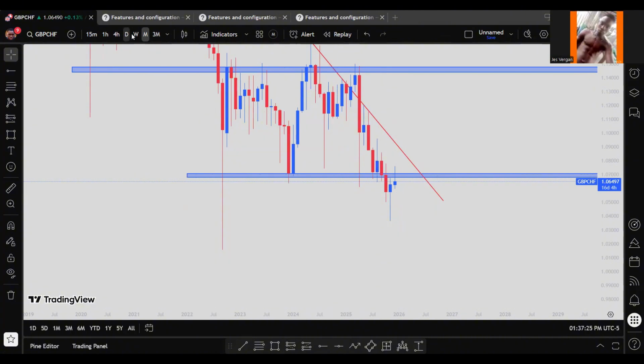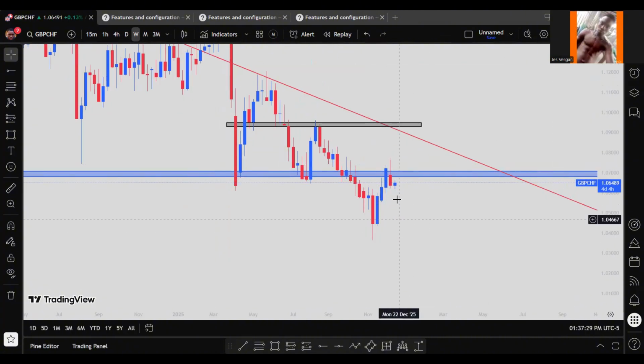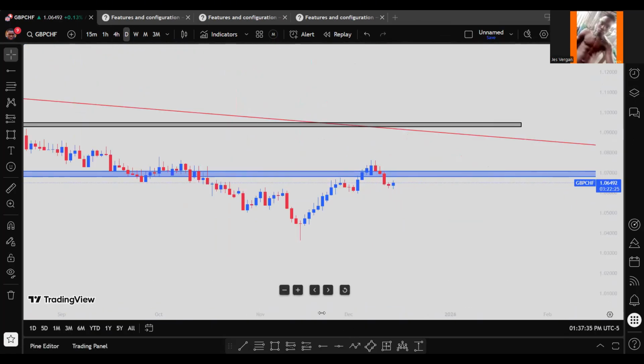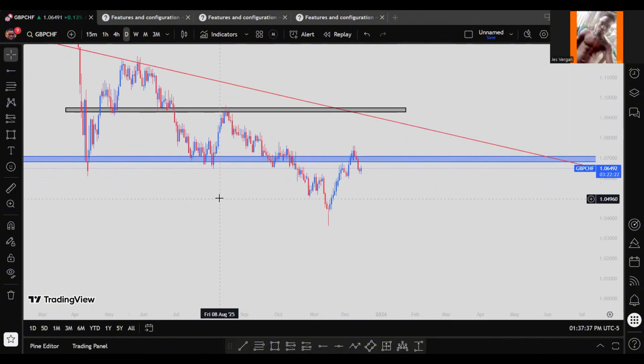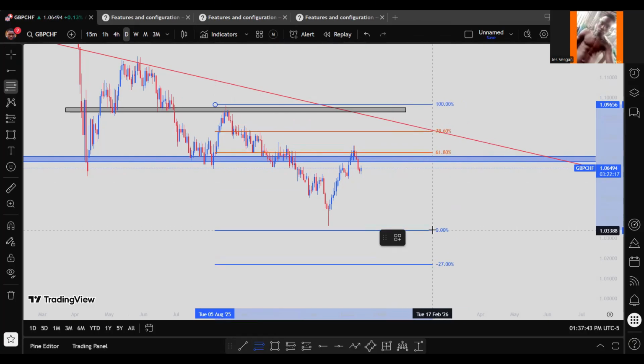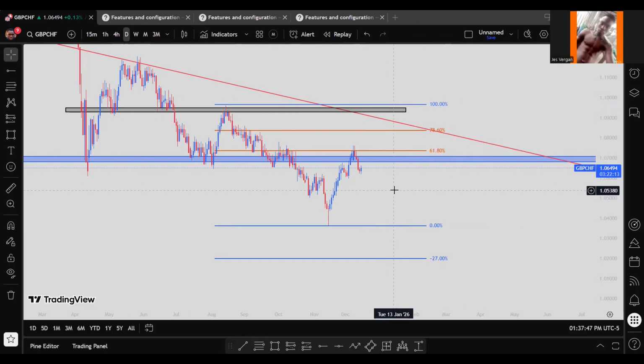So all I'm going to be doing is waiting for price to retest it and then start looking for selling opportunities, and that's what I'm currently waiting for, just in line with the Fibonacci level. So I'm just waiting for price to retest this particular level. After we have a test of it, then I'll be interested in getting into a sell trade. That's how I'm currently looking at it.